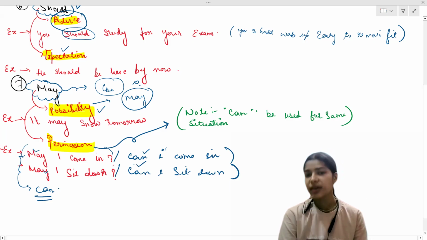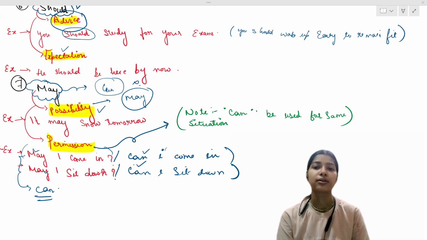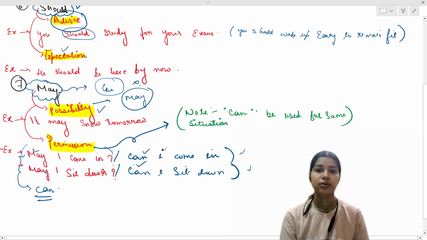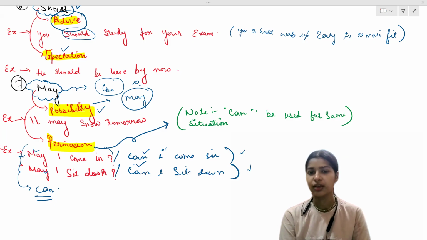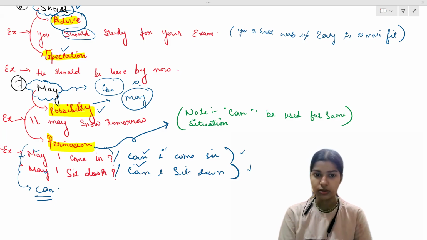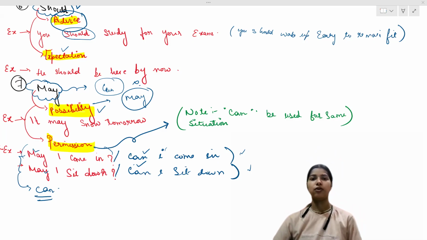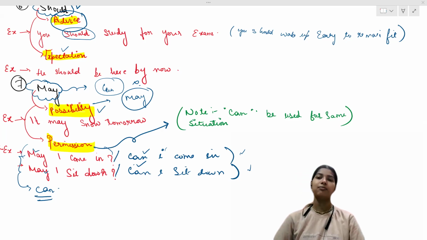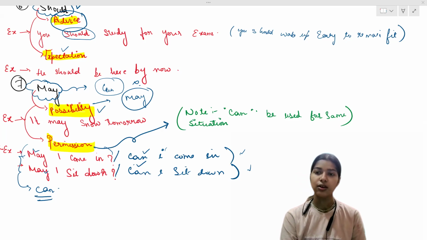But may is more sophisticated and can be used in formal situations. So may should be preferred for formal, and informal also. But in informal, you can use both may and can. And in formal, we can use may, right? Can is for normal, basic, informal talk, but may is for the formal ones. May can be used for formal talks.